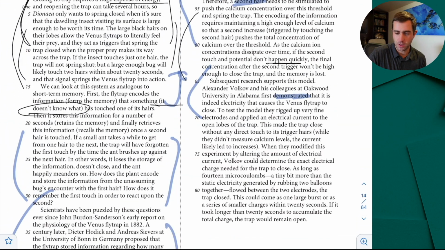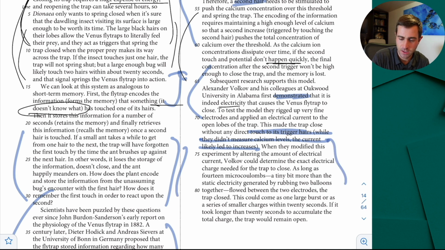What I remember is Volkov was basically just doing a bunch of electricity stuff here, and that's what we just read in the last sentence. "To test this model, they rigged up very fine electrodes and applied an electrical current to the open lobes of the trap. This made the trap close without any direct touch to its trigger hairs." This seems to be a big issue because everything we just read in the first experiment was about having the trigger hairs be hit twice, enough of a hit in a recent period of time to push the calcium levels over the threshold.